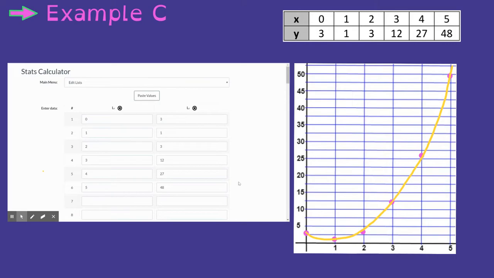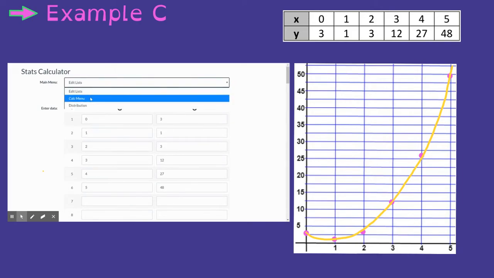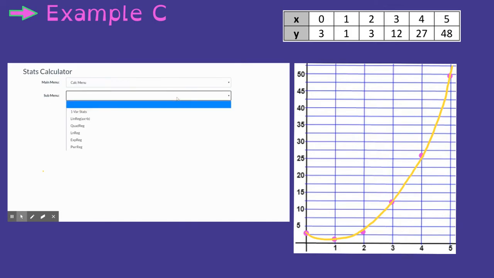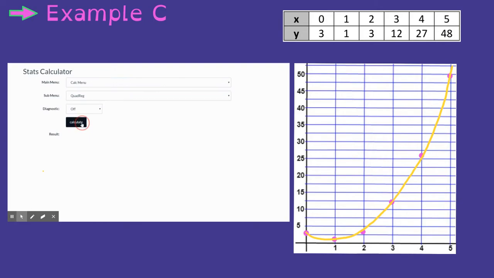Once I've gotten to that, I'm going to go up to my main menu up here on the top left. And it says Edit List. I'm going to do the drop down menu, and then I'm going to click on Calculator menu. Hit that, and then it shows a submenu that you can see here, and another drop down. So I'm going to go down. And this one's going to be a quadratic regression. So I'm going to click on this, and then I'm going to hit calculate.